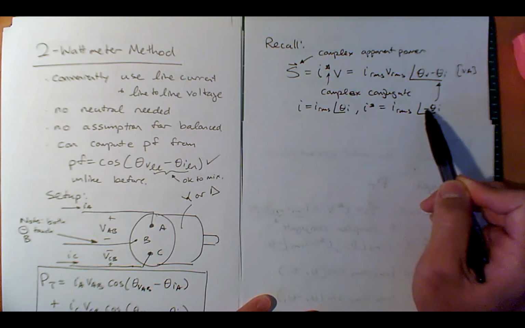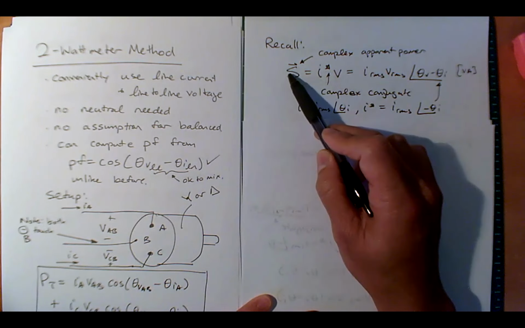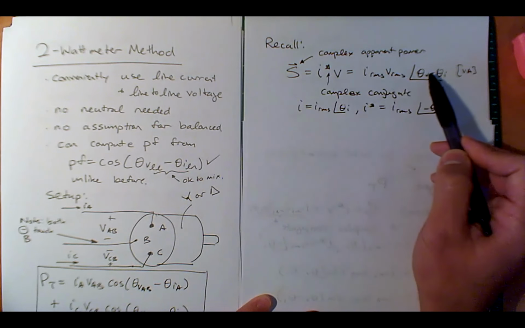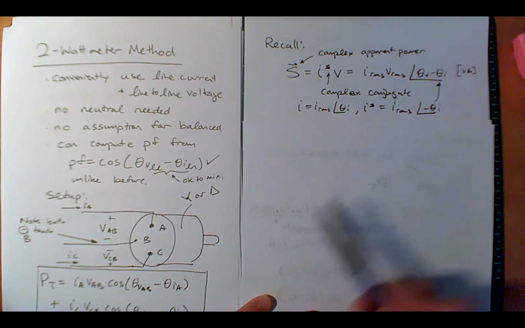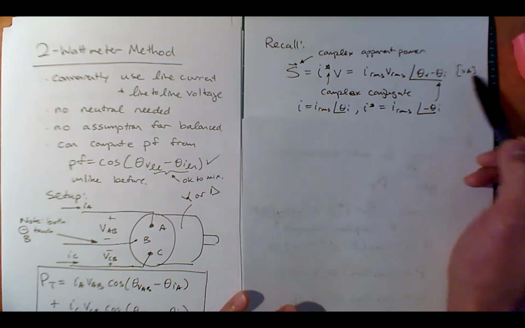The reason why you put a negative, because you guys all know that the complex power is just IRMS VRMS times theta V minus theta I. It just handles the minus in the negative theta I there. Okay. And we, of course, have the unit of volt amps.